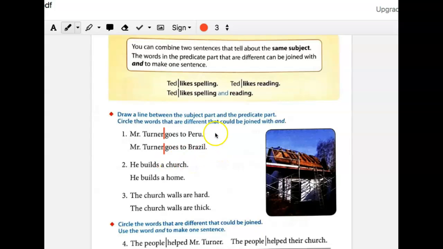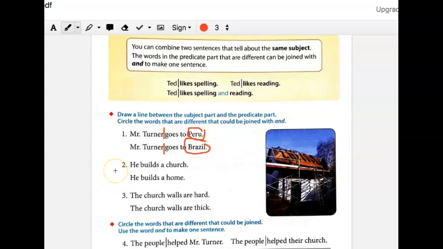Then what words in the predicate part are different that could be joined with the word and? The different words are Peru and Brazil. So you can combine these two sentences. Mr. Turner goes to Peru and Brazil.